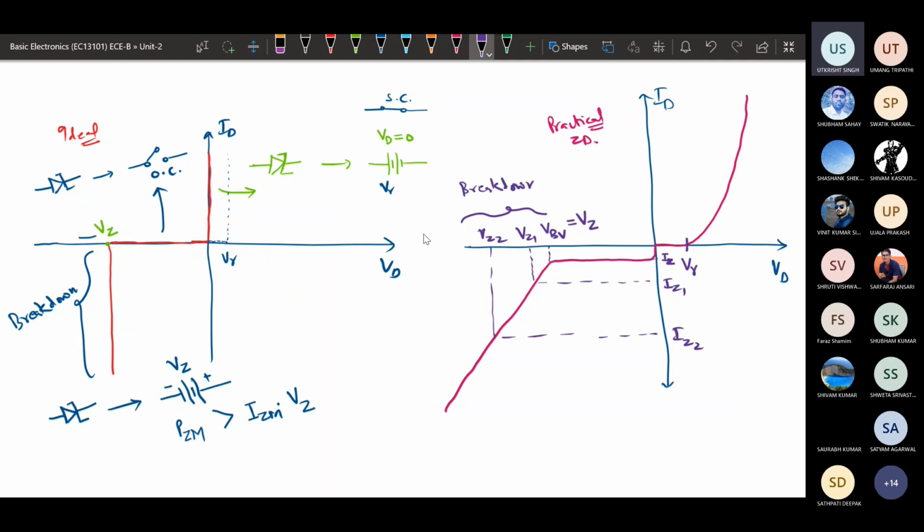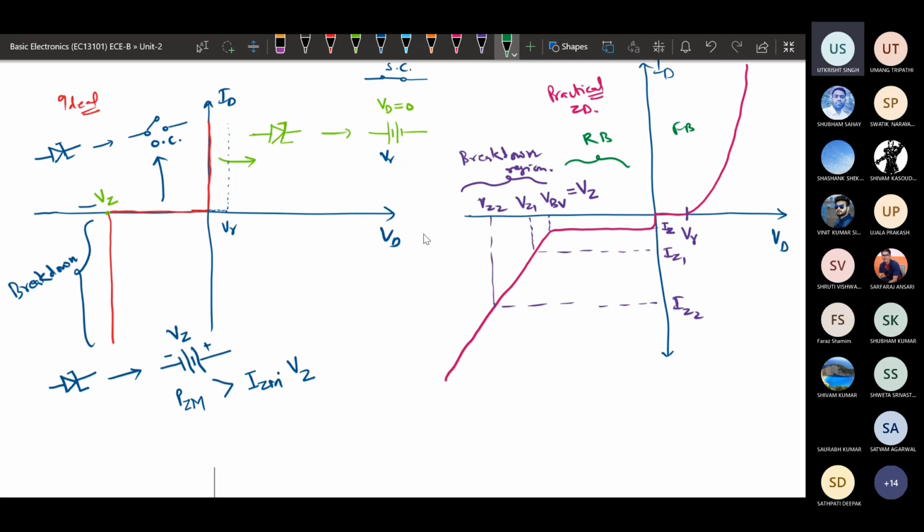This is the breakdown region, and the region between here and here is called reverse bias, and this is the region where it converts to forward bias. So in forward bias, it will behave like a normal diode. In reverse bias, up to breakdown, it will behave like a normal diode, but after breakdown, it will behave like a constant voltage source. That constant voltage source will be applied across the load resistance, and that will give the constant or regulated voltage.